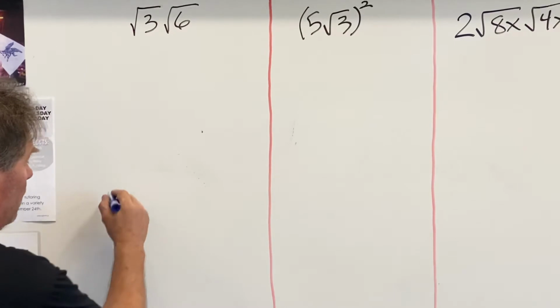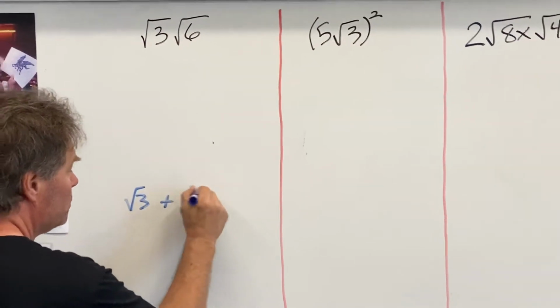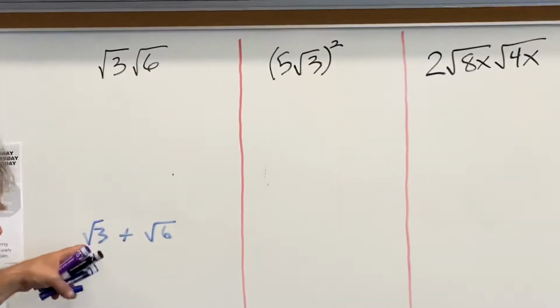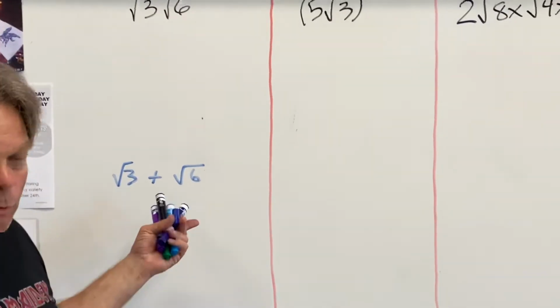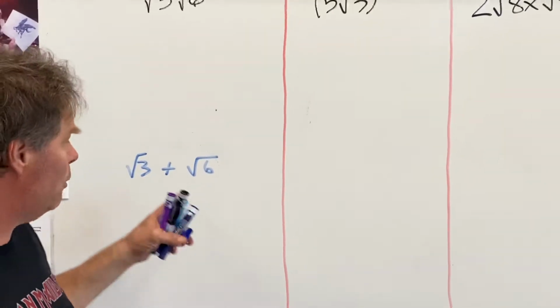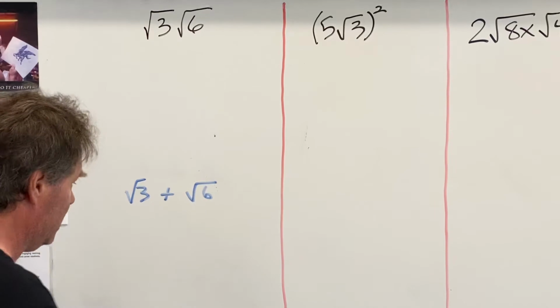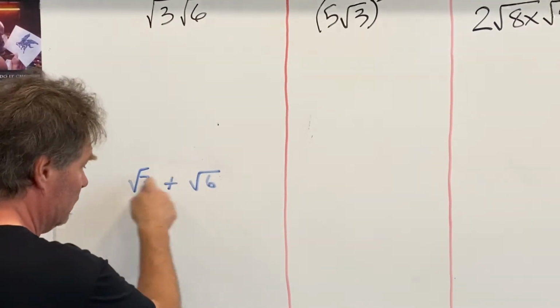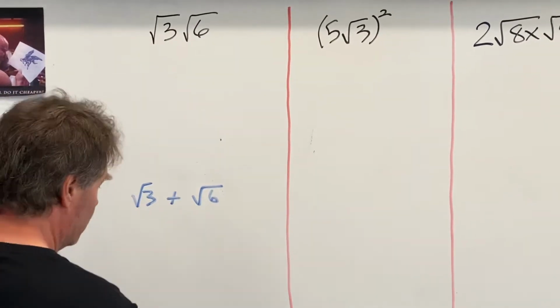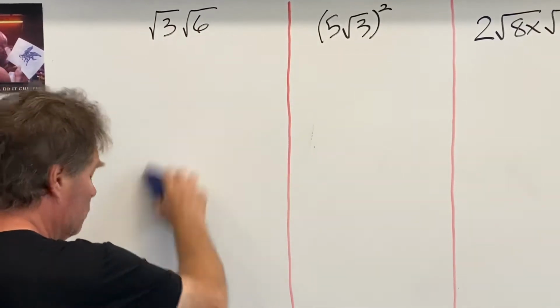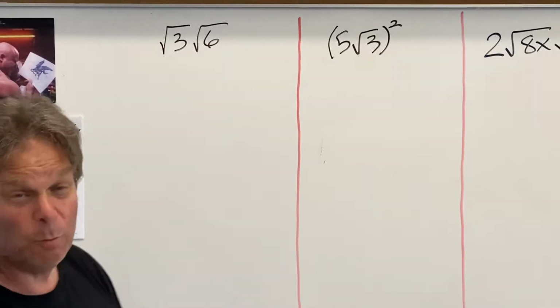Now let me point this out. Root 3 plus root 6, you can't just put them under a radical and call it root 3 plus 6, root 9. It does not work that way with addition and subtraction, okay? It's not just root 3 plus 6. That's not how it works. But it does work that way with multiplication and division, which is great.